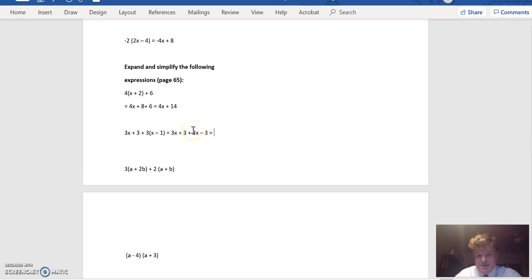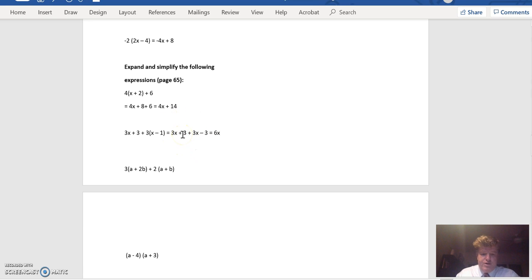3x plus 3x, when you've got 4 cars and 4 cars, and you add them together, you have 8 cars. We've got 3x plus 3x, that's going to give us 6x there. So that all simplifies down just to 6x.